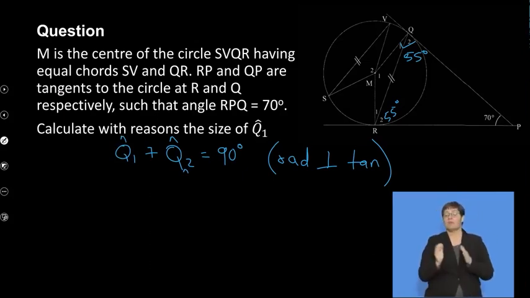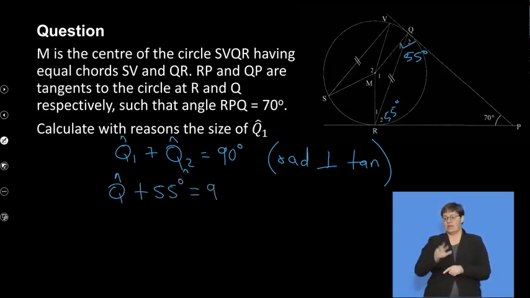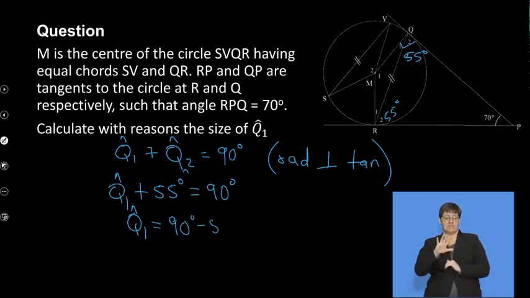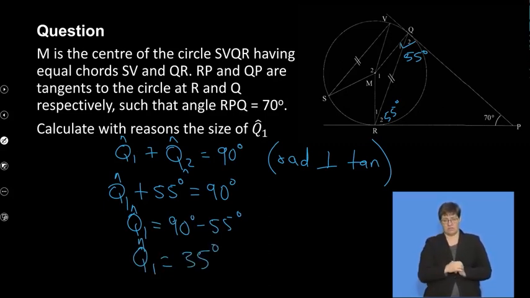Now we know we found Q2 based on this, right? So I will say Q1 plus 55 degrees is equal to 90 degrees. Then my Q1 will be equal to 90 degrees minus 55 degrees. Then Q1 will be equal to 35 degrees, right? So that's what we will then have as Q1.